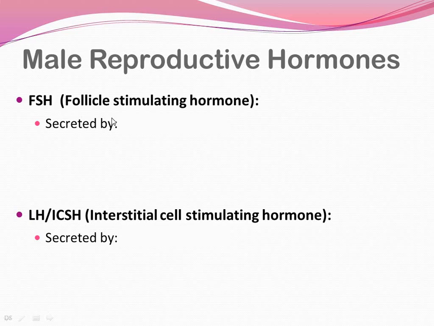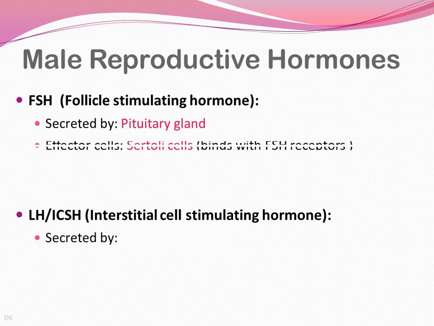Okay, so who secretes this FSH? Remember, yes, it is the pituitary gland. Which part of the pituitary gland? It is the anterior pituitary, or you can also call it the adenohypophysis. But if someone asks where they act, what the effector cells for FSH are, then the answer will be Sertoli cells.